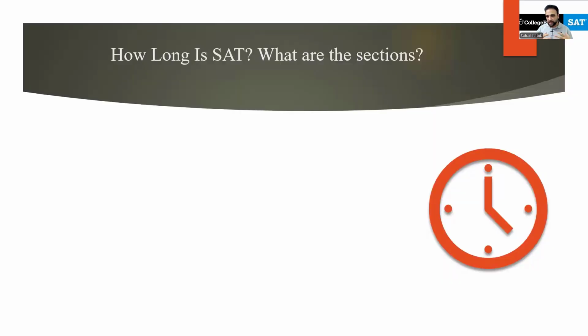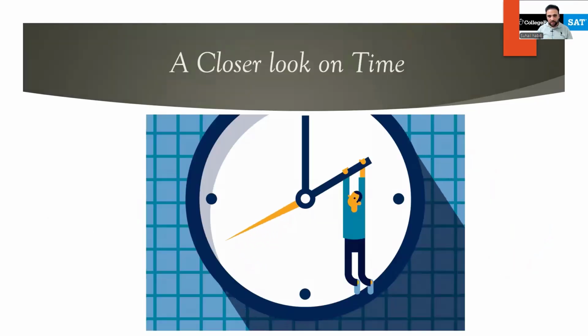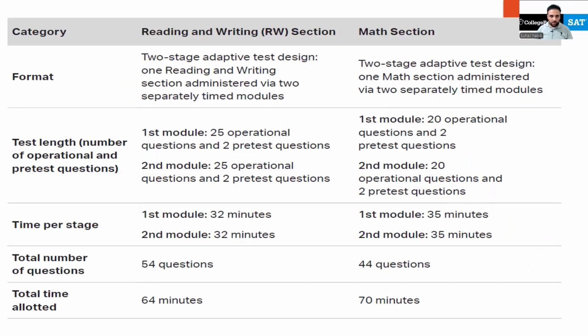What are the sections of this exam? How long is it? It's really important to learn about the length and the sections whenever you're working on a standardized test. This exam is approximately 2 hours, 134 minutes. Now, if we take a closer look at the time, we have two sections: reading and writing, and math. This is an adaptive exam. I will talk about this later. What does it mean for an exam to be adaptive?